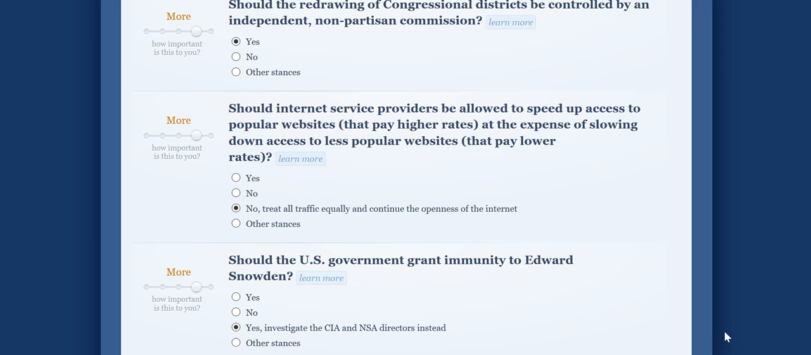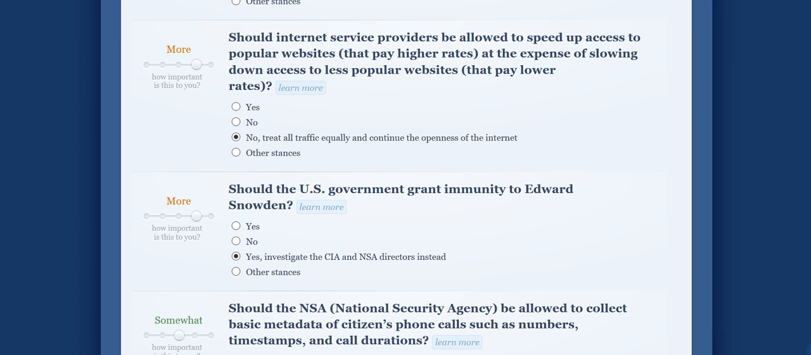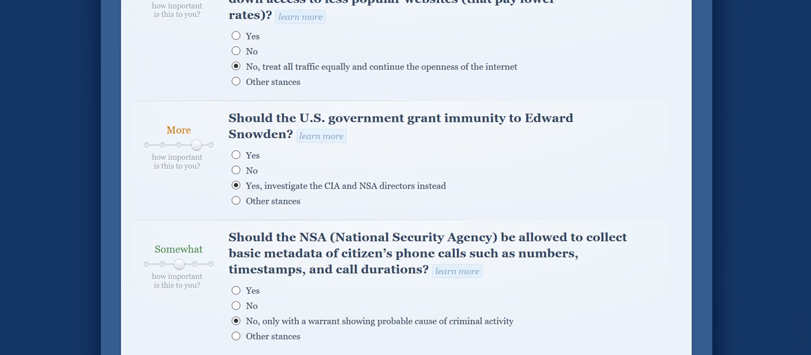Should the U.S. government grant immunity to Edward Snowden? I said yes, and instead investigate the CIA and NSA directors. Heck yeah. Everybody, in the Bush administration too, the people who did torture, all that stuff. I mean, Edward Snowden, the criminal, are you kidding me? He's the hero. He's the guy who said, hey, American people, your government is doing things that are massively unconstitutional and illegal, and you need to know about it. So, no, definitely let him go, 100%.